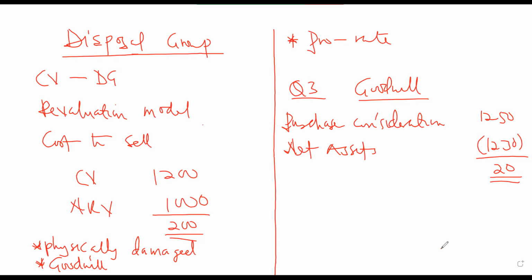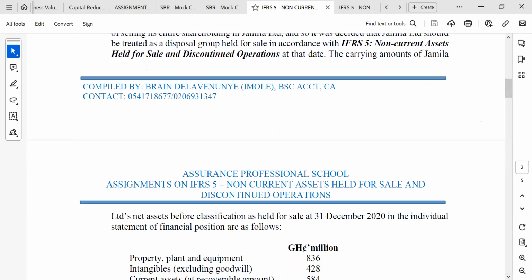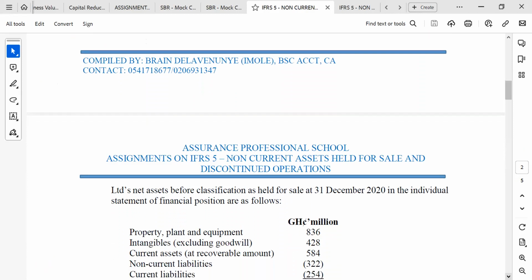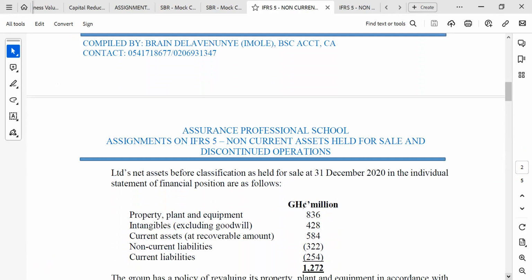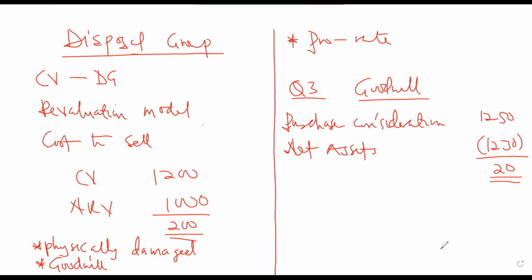Okay. So they are now giving us the carrying value of the assets at the date of the classification. The decision was made on 31 December 2020. But you can see that the intangibles over here is excluding the goodwill. So we have to determine the new carrying value of the unit now. Let's determine the new carrying value of the unit. So December 2020, we have to determine the carrying value of the assets.